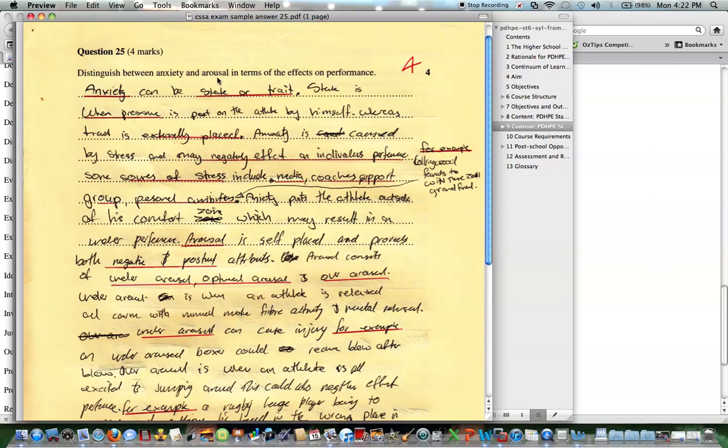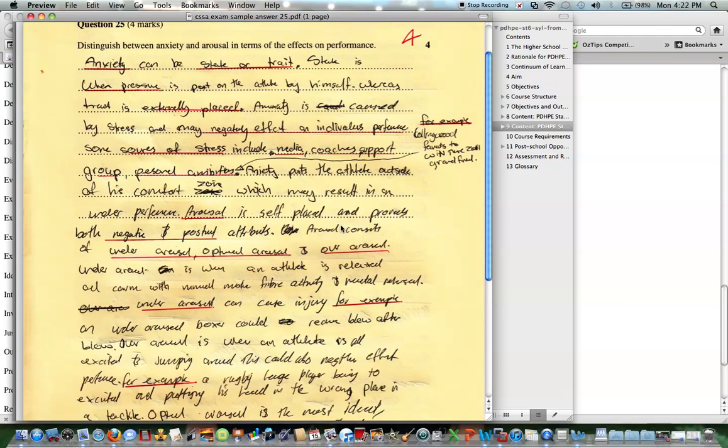So again, it's another question that's come directly straight from the syllabus. Anxiety, arousal, the difference between the two, that's what distinguishes, and what effect it has on performance.